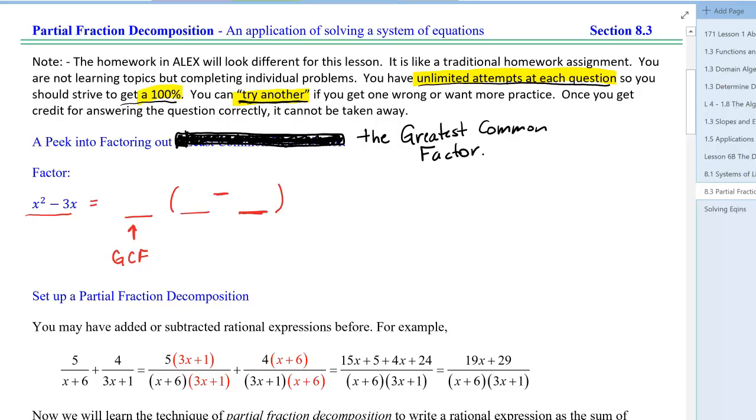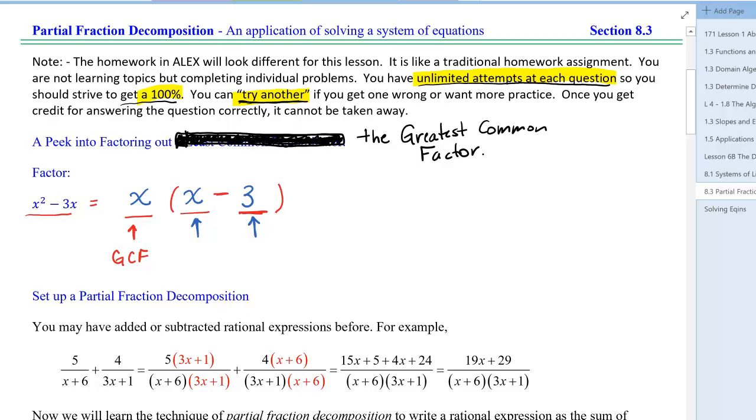So if I look at x squared and the term 3x, they have x in common. So that is the GCF. So I'm going to pull out x out front, and then inside the parentheses, I'm going to determine what's left. So in other words, what would I need to multiply x by to give me x squared? And that, of course, would be x, because x times x is x squared. The number that goes in the second blank is going to be the number that you need to multiply by x to give you negative 3x, and that would be negative 3.